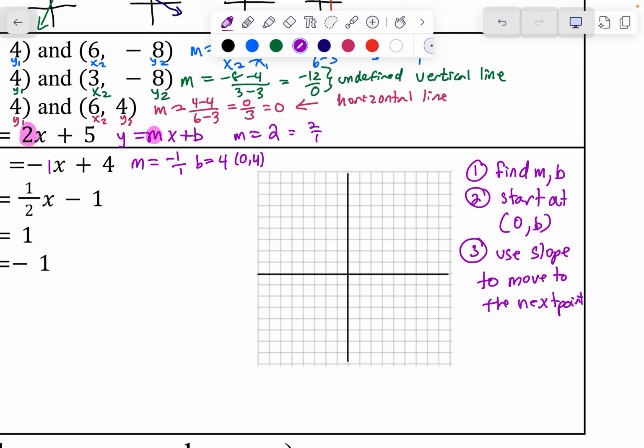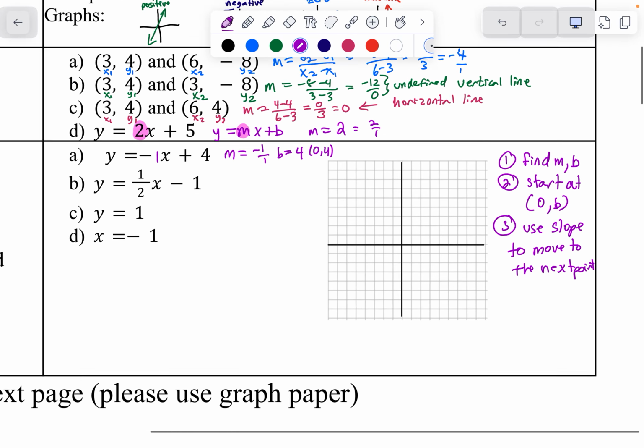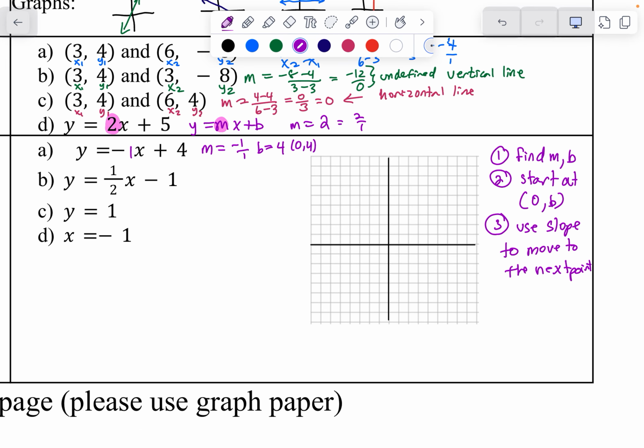So our first equation is y equals negative x plus 4. Our slope is negative 1. Our b is 4. So this is how you proceed. You start at positive 4. Put your dot. The slope is going to tell us how we move to the next location. So negative 1 tells us we're going to go down 1 over 1, down 1 over 1 as many times as we want.